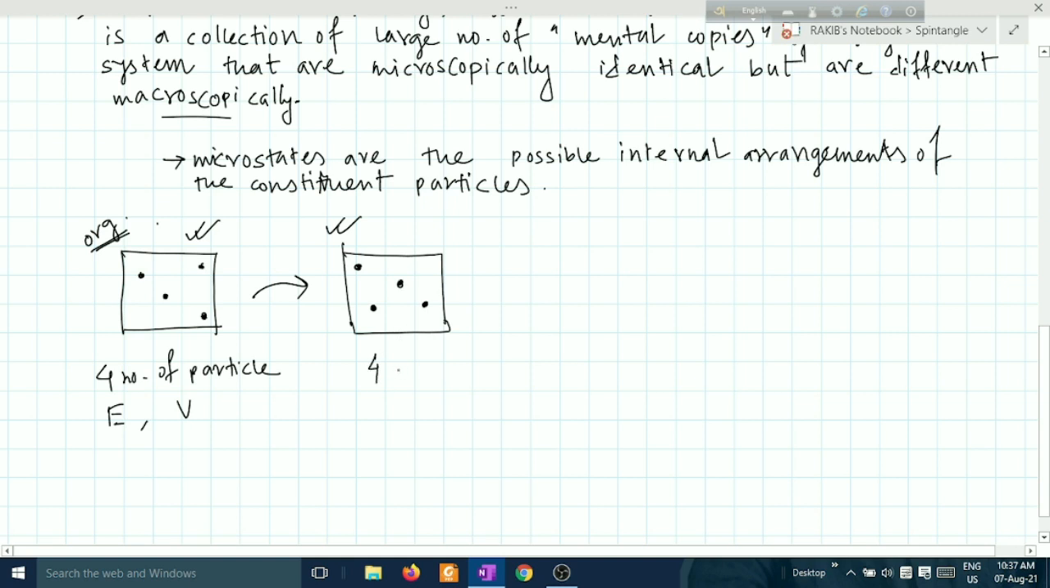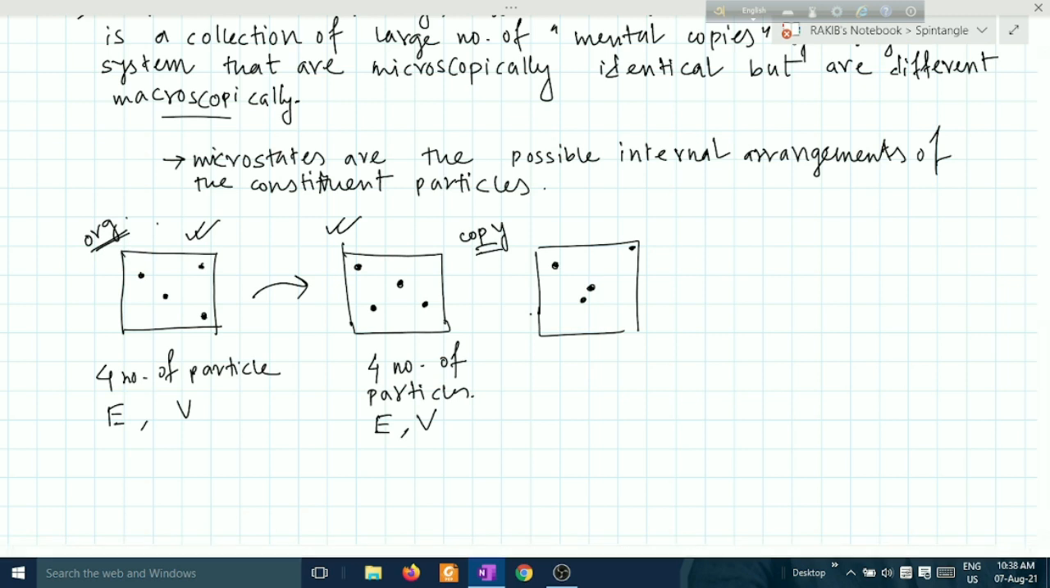But you can see this also has four particles, the total energy of the system is E, and the volume is also V. But you can see easily that the internal arrangement of the original system and the internal arrangement of the copy are disturbed. Whenever you take another copy, this also contains four particles but in a different manner. Say this particle goes here, this particle goes here. This also has a different internal arrangement, and the possible internal arrangements change, and this makes it a different macrostate. Am I correct?